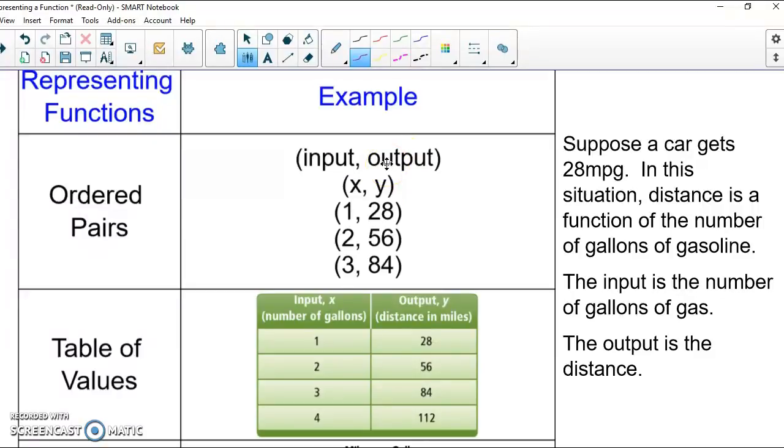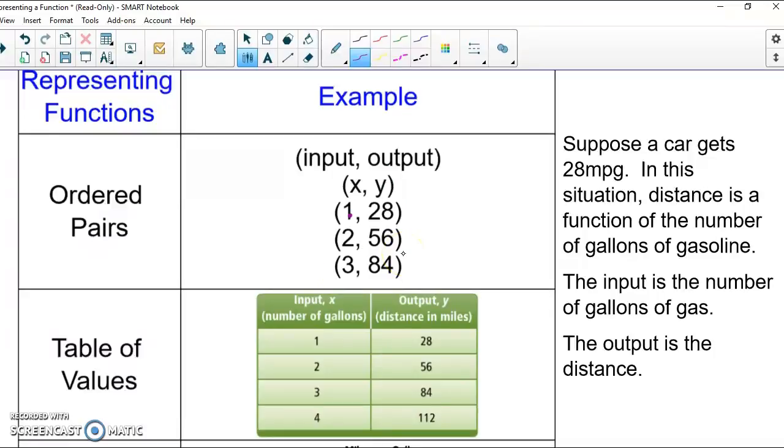But what's special about a function is that each input can only have one matching output. So this set of ordered pairs would represent a function because 1 only has one output, which is 28. 2 as an input has an output of 56. An input of 3 gives us an output of 84. So this would represent a function.